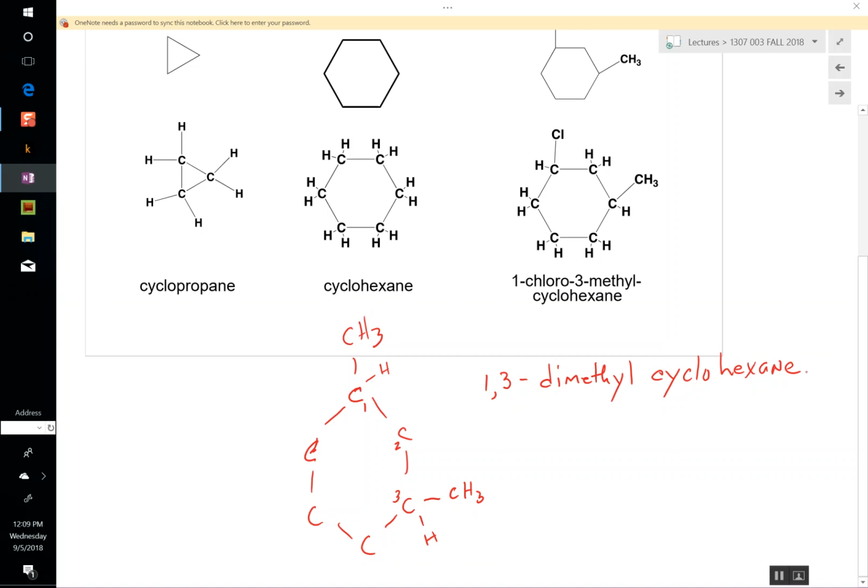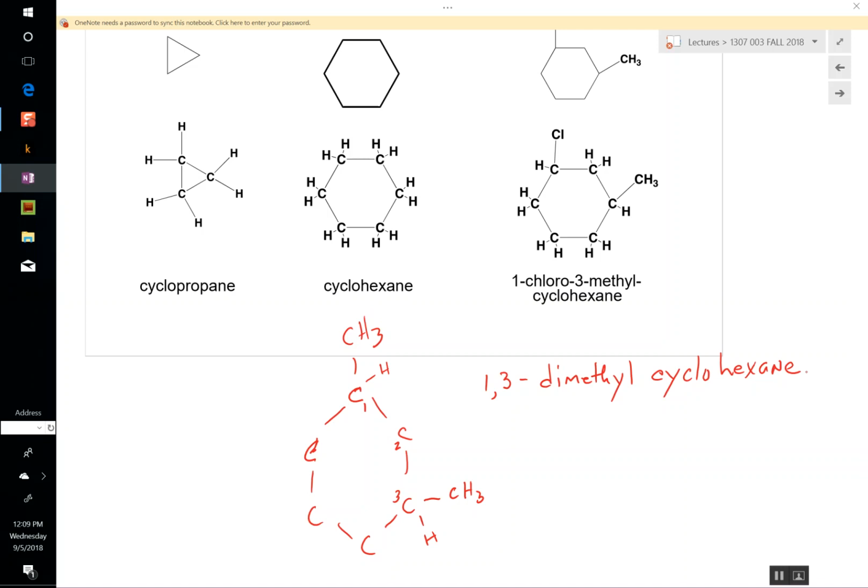All right, and I could start counting here. This could be 1. Say, well, why did you call that one 1? Why wasn't this one 1? Is it because it's the least number? Well, if I started here, I would go 1, 2, 3. It'd still be 1,3-dimethylcyclohexane.